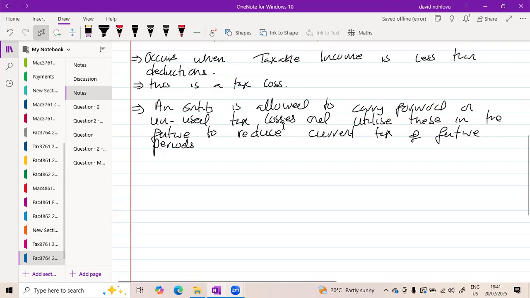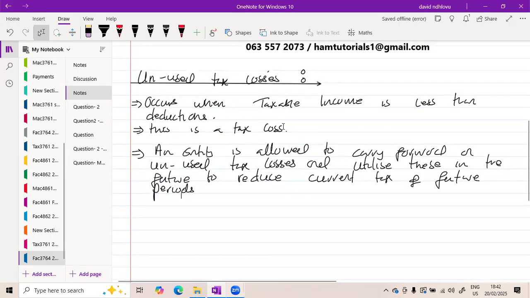Right, people, are we understanding this? Right, are we on the same page? Yes, we understand. All right, so that's a tax loss there.